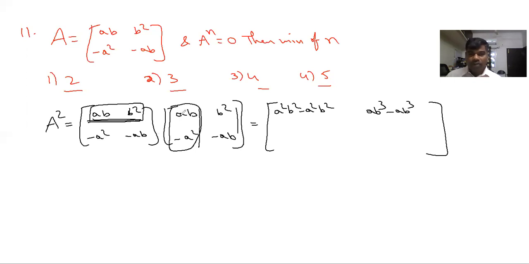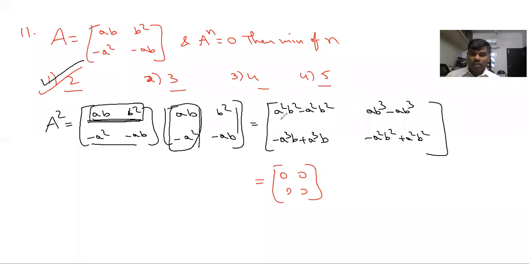Next, the second row with the first column will give you the second row, first column element: minus a cube b and plus a cube b. Second row with second column will give you the second row, second column element: minus a square b square plus a square b square. You can see that all the elements are zeros. So A square is 0. So the minimum value is 2.